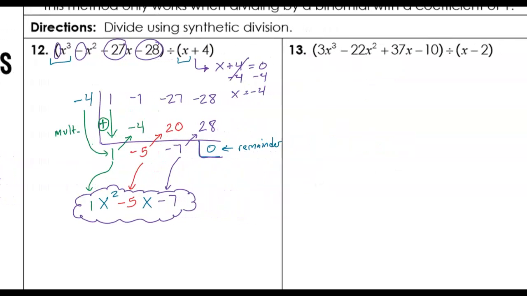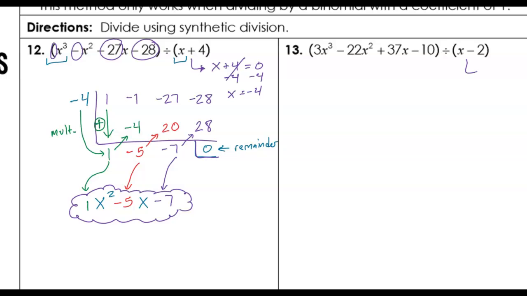All right, let's do another one. So here, my factor is x minus 2. I'm actually dividing by the 0, which I add the 2 over. x equals 2 is my solution, or 0, or root. I create my double-story upside-down division house, and I place my coefficients, 3, negative 22, 37, and negative 10. And I'm dividing by 2.